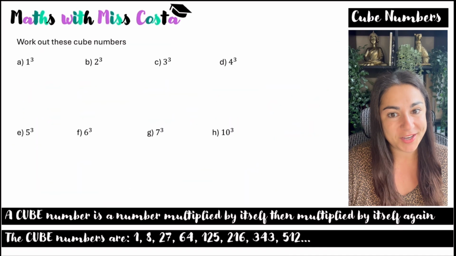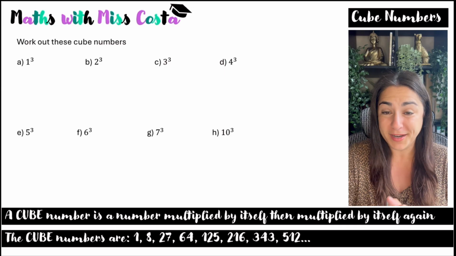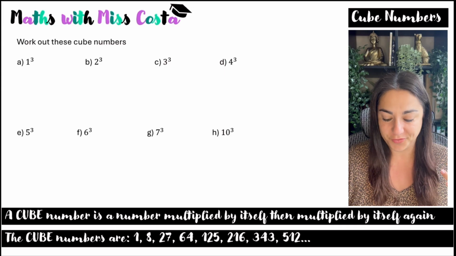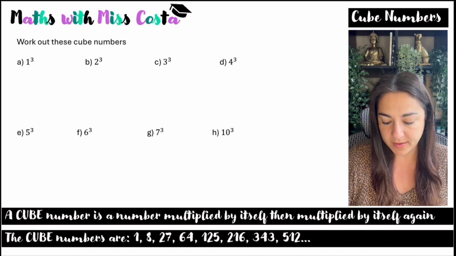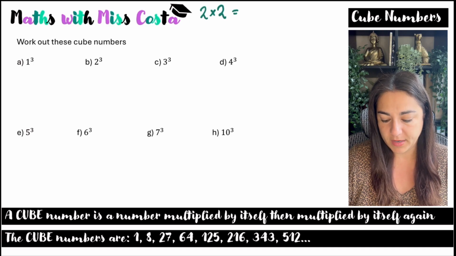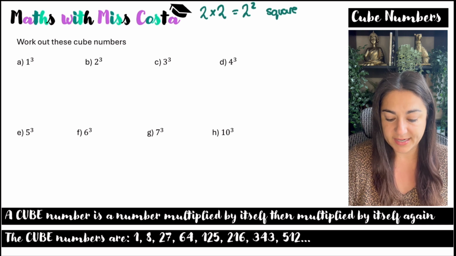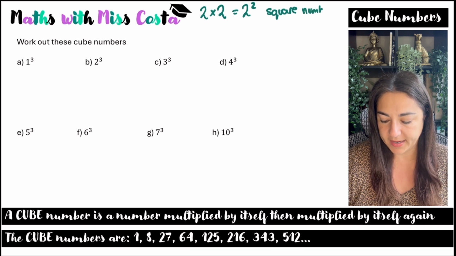Okay, now we're dealing with the cube numbers, which are kind of like the square numbers, but a 3D version of them. So a square number means a number multiplied by itself, which is written like this. And that's a square number because it's multiplied by itself twice. That's why the little 2 is there. So that's a square number.